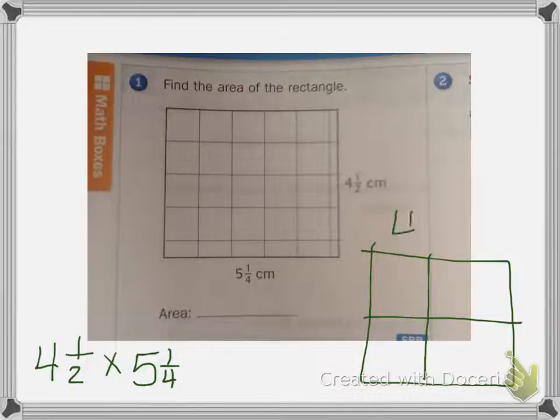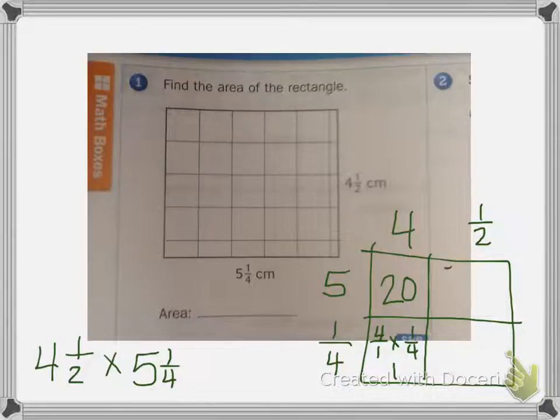we have 4 1/2 and 5 1/4. 4 times 5 is 20. 4 times 1/4 is 4 over 1 times 1 over 4, which is 4 over 4, which is 1. 5 over 1 times 1 over 2 is 5 halves, and 1/4 times 1/2 is 1/8.